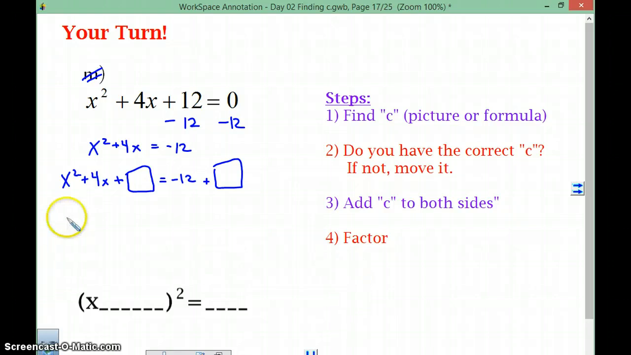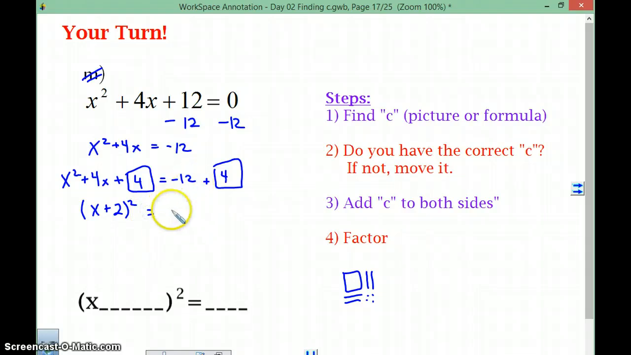So let's go down here and draw a picture of how we can complete this square. We've got an x squared. We split those 4x like this, you end up with 4 dots. So we're going to add 4 here and 4 here. Okay, what does this pattern become? That becomes x plus 2 squared equals negative 8. You see where the x plus 2 comes from? X plus 2, x plus 2.